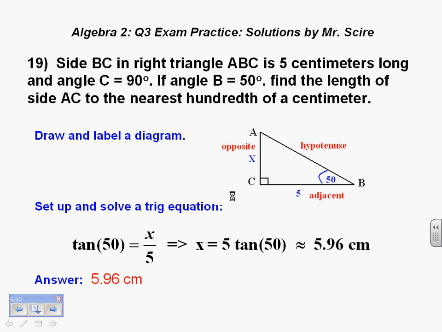So the way this sets up, we identify the hypotenuse, the opposite, and the adjacent sides. We notice that in this problem, the opposite and the adjacent are the two sides that are involved. So that's a tangent. So we're going to go ahead and set up tan of 50 is equal to x over 5. That means that x is 5 times the tangent of 50, which is approximately 5.96 centimeters.